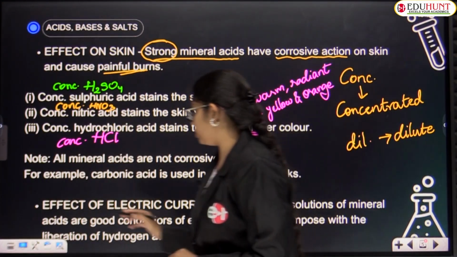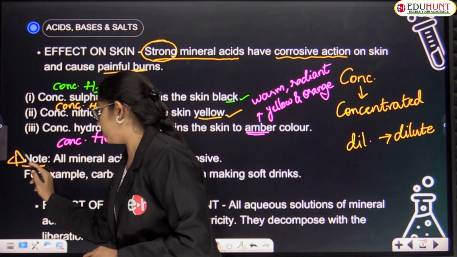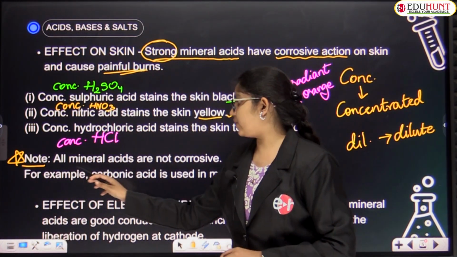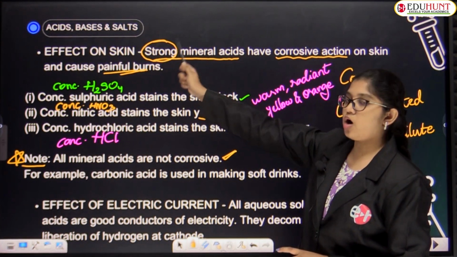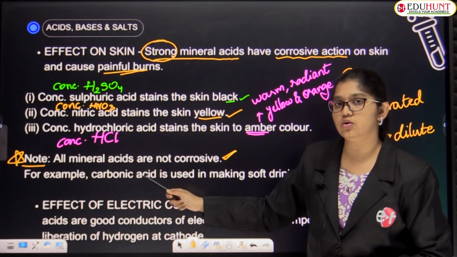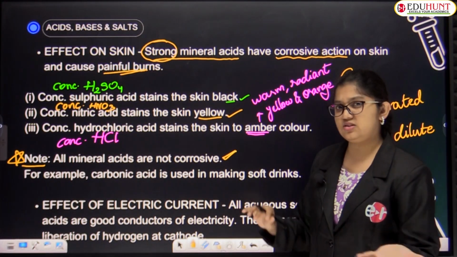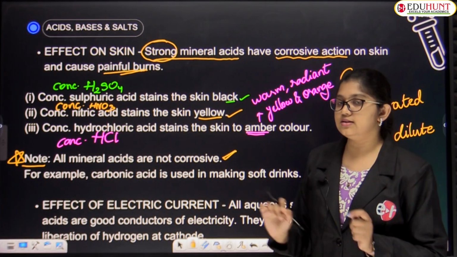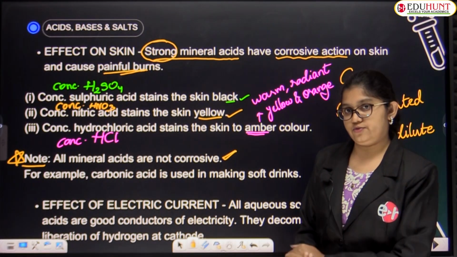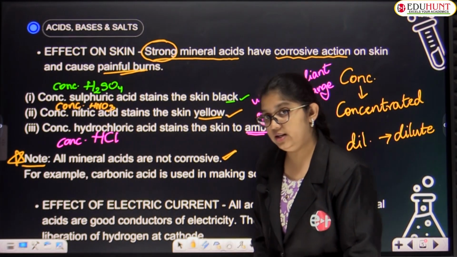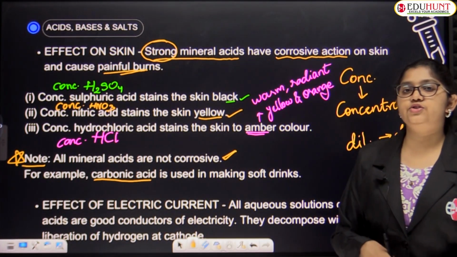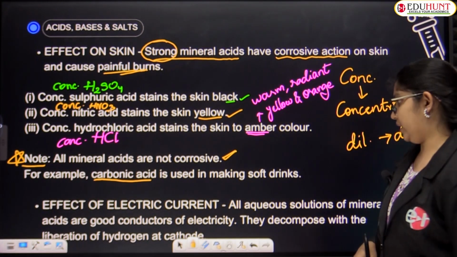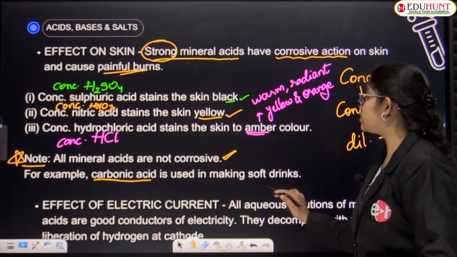Here, one main note point is there to be noted. What is that? Let's see. All mineral acids are not corrosive. Because why? Only strong mineral acids are corrosive, not all mineral acids, which means there are some weak acids also, no? Those weak mineral acids are safe, okay, not that effective on the skin. For example, carbonic acid. Which acid is that? Carbonic acid is used in making soft drinks.